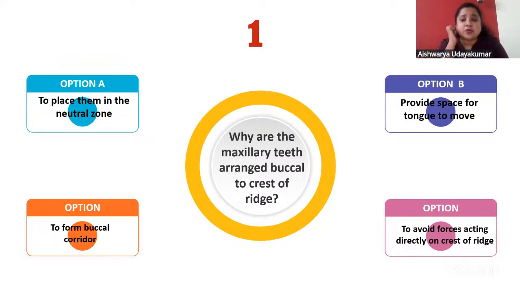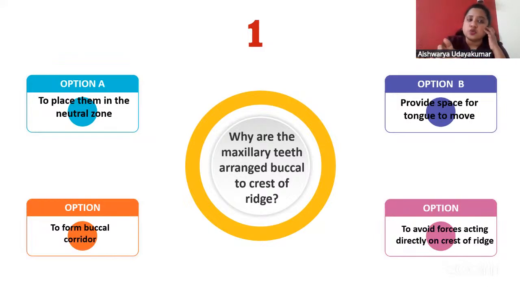And option B, it provides space for the tongue to move. Now, the tongue is something which mostly affects the mandibular denture. When a patient talks, you can see that the tip of the tongue mainly affects the lingual surface of the upper anteriors, not the posteriors. So definitely options B and C we can eliminate.